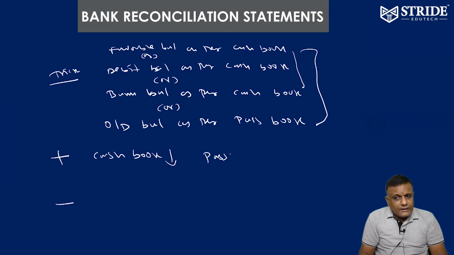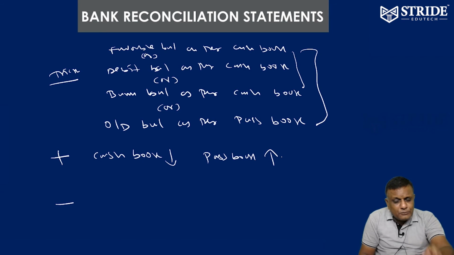Similarly, in the passbook, sometimes some customer deposits into your bank account, and your passbook shows a higher balance. Sometimes interest is credited in your bank account, your passbook shows a higher balance. Sometimes dividend is collected by the bank, your passbook shows a higher balance. Sometimes rent is received by the bank, your passbook shows a higher balance. So if your passbook shows a higher balance, or the cash book shows a lower balance, it should be added. That's it.